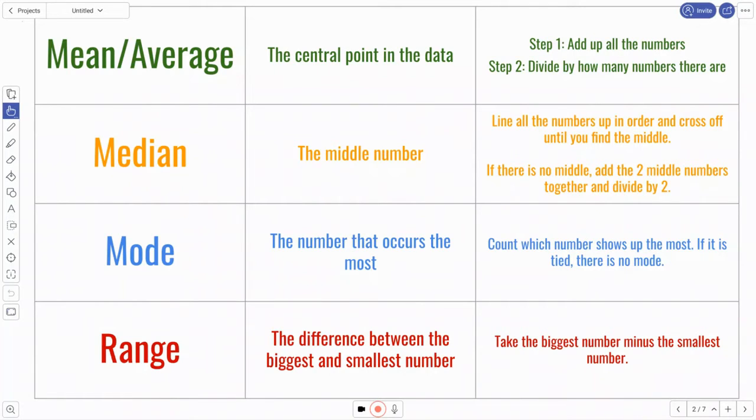So the first row, remember, shows you what it is. We have the mean, or it's also called the average, so you might see both terms. We have the median, the middle number, the mode, the number that happens the most, and the range, which is the difference between the biggest and smallest number. So that middle column tells you what it is, and the right column over here tells you how to solve it. So it's important that you pause the video if you have not done this and get this down.